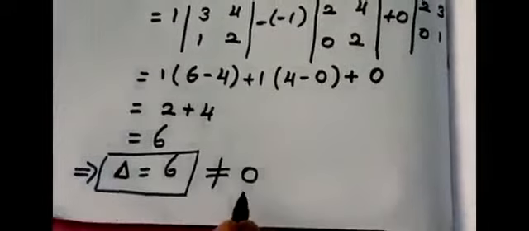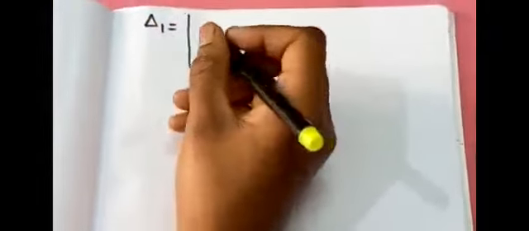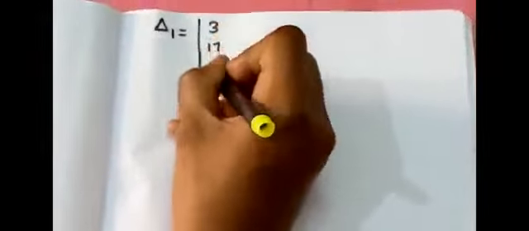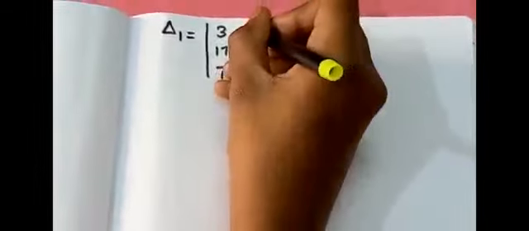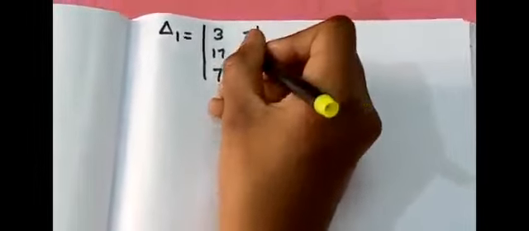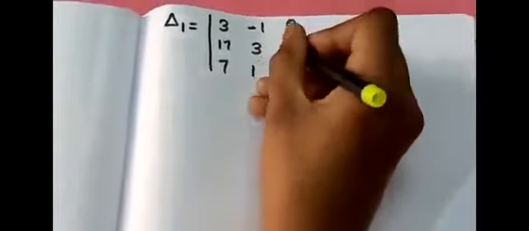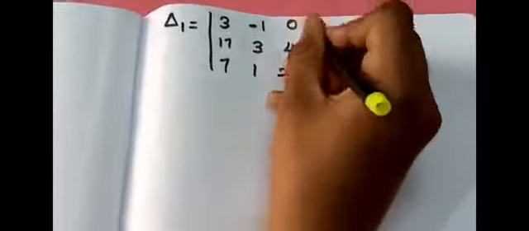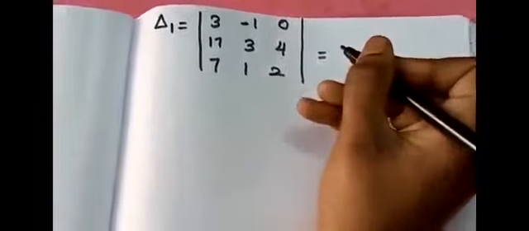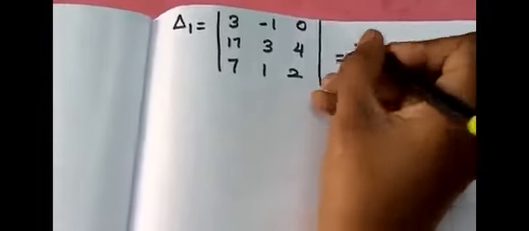Next I am going to find delta 1. Delta 1 means what I told you? You are going to replace the first column by the constants. So what are the constants I am having here? 3, 17, 7. And the remaining two columns I am going to write as they are, which is in the delta 1, 0, 4, 2. Calculate the value. You will get the answer as 12.